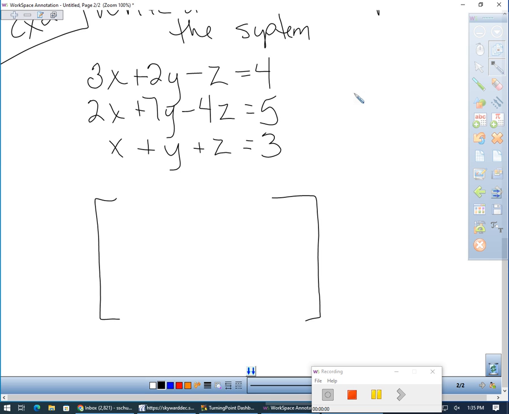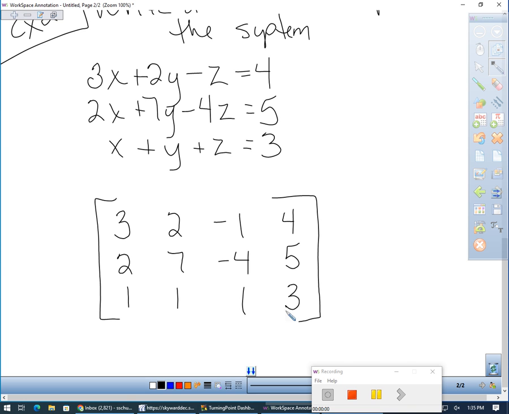Coefficients in the first line. There are 4 of them, right? We have 3, 2, negative 1, and 4. Second one is 2, 7, negative 4, 5. My last one is 1, 1, 1, 3. That's literally all you have to do for those problems. We still doing good? All right.